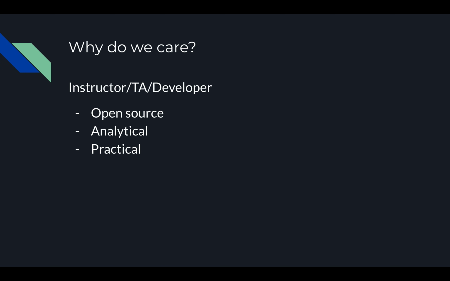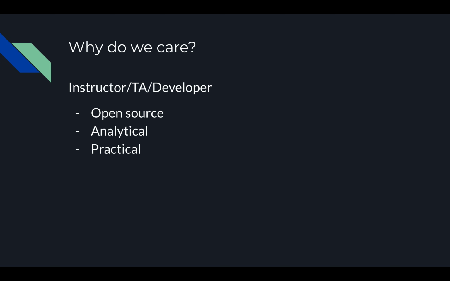So then why would the instructor, TA, or developer care? PrairieLearn is an open source framework, which means it's free to use, but it's also customizable and flexible, kind of what we talked about earlier. You can create many different courses, many different semesters lined up, many different homeworks and questions. It's very easy to use, so that would be practical. It's easier to put together than most things. And it's also auto-gradable, which is very practical.